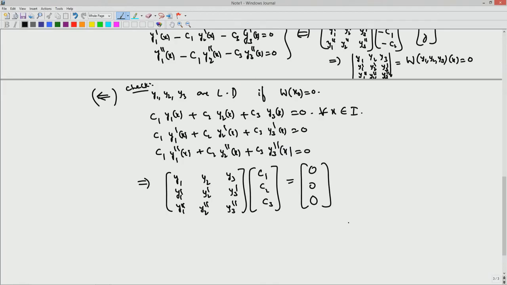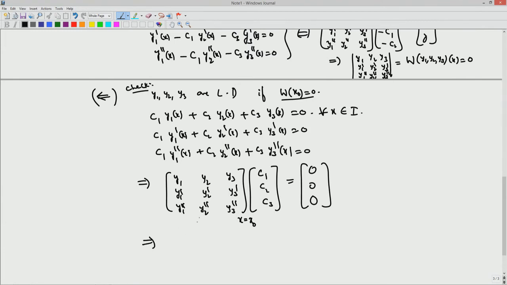Okay. So, the same constants. If this is true for every x for some c1, c2, c3, it is also true for some x naught, for an individual x naught for which this Wronskian is 0. So, you make this matrix at x equal to x naught: y1 at x naught, y2 at x naught, y3 at x naught, and y1 dash and all the derivatives at x naught. You know that this determinant is 0.